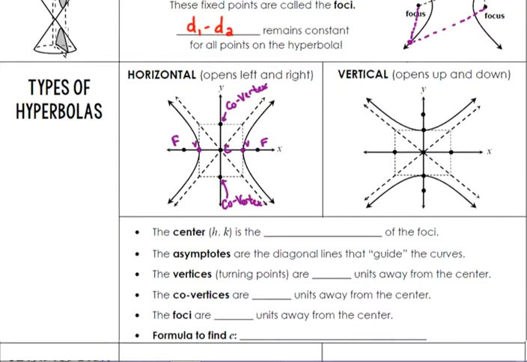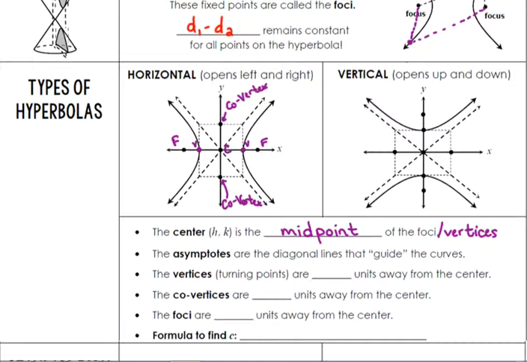All right, so the center is the midpoint of the foci. That's a little different from the ellipse. I mean, technically, it's also the midpoint of the vertices because it's all symmetric, okay? So I'm going to put slash vertices because it's all symmetric. It really doesn't matter if it's in the middle of the foci or in the middle of the vertices. It's still in the middle, right? The asymptotes are the diagonal lines that, quote unquote, guide the curves. So if you have steeper asymptotes, your curve is going to be wider. If they're more shallow, that curve's got to fit in between the asymptotes, so it's going to be a tighter curve there.